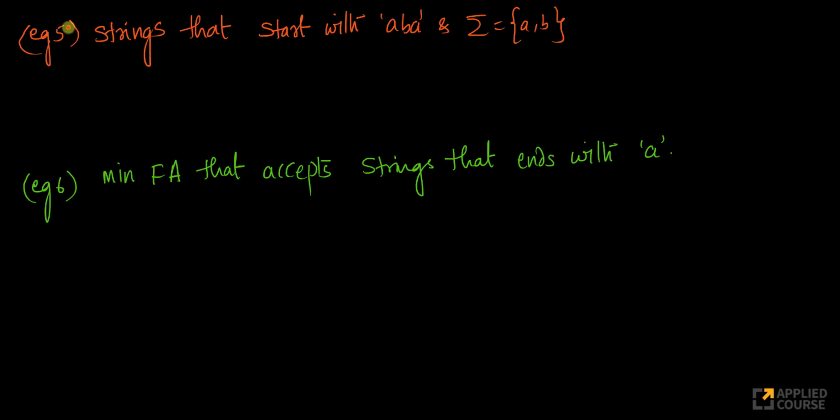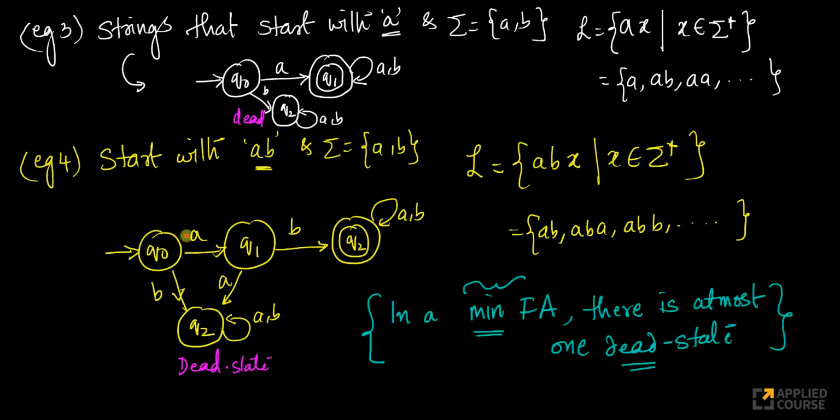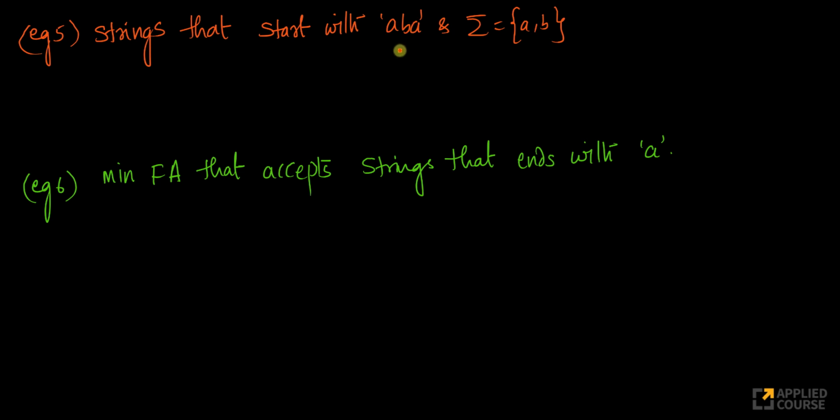Let's look at a slightly more complex example. Strings that start with ABA. Look at this. So here we saw strings that start with AB. Now, step by step, we are complicating these examples, right? Again, this should be straightforward. The way we have chosen these examples is we're going from simpler problems to slightly more complex ones step by step, right?